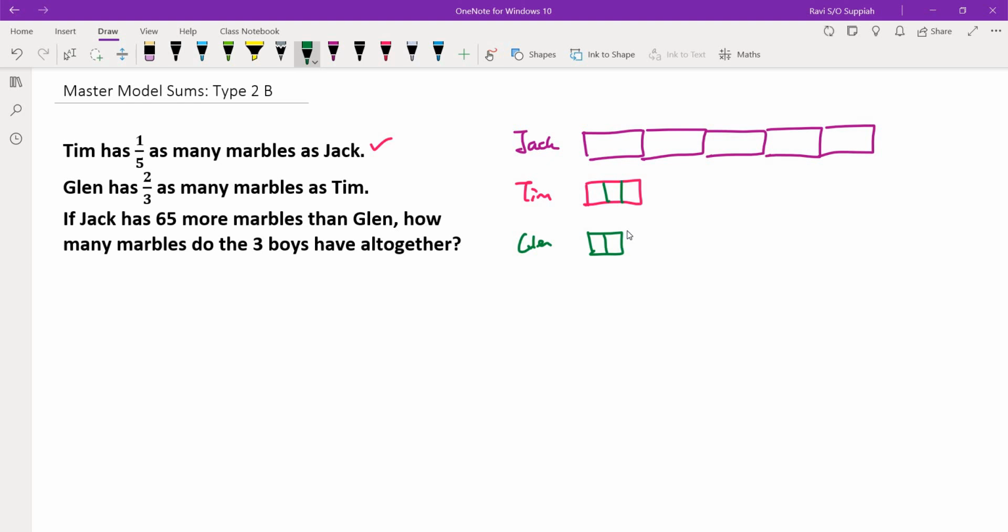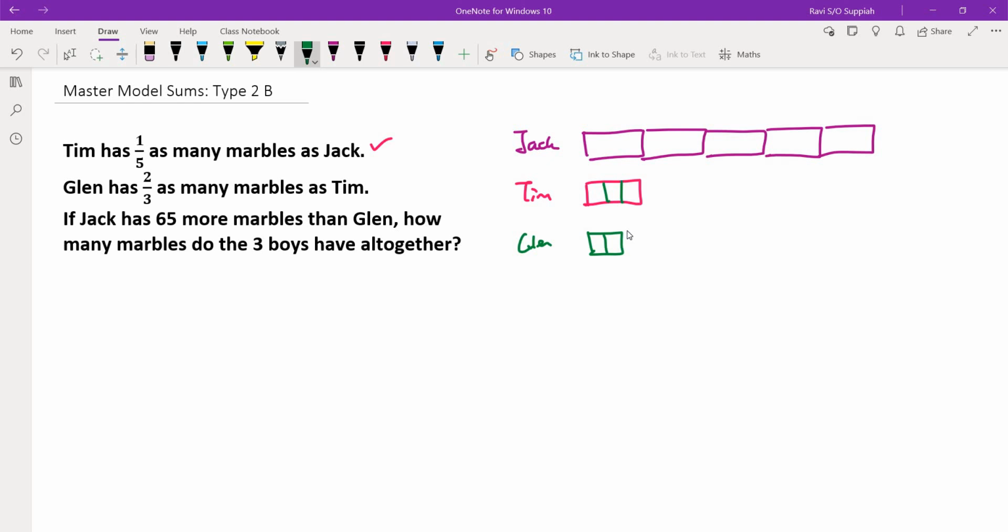Now, we are told that Jack has 65 more marbles than Glenn. In order for us to compare Jack with Glenn, we need to make sure that they can all be counted with the same dimension of blocks. Currently Jack still has the big block size, which was used to form the relationship with Tim, but Glenn has a smaller block size. So we now need to match them all to a common block size.